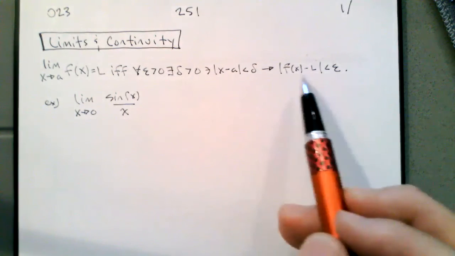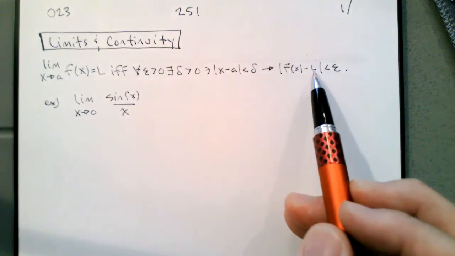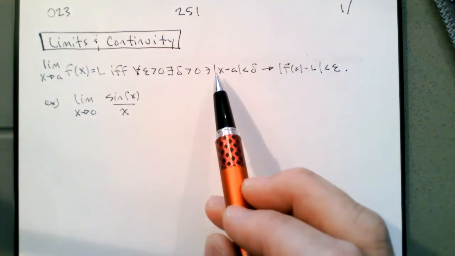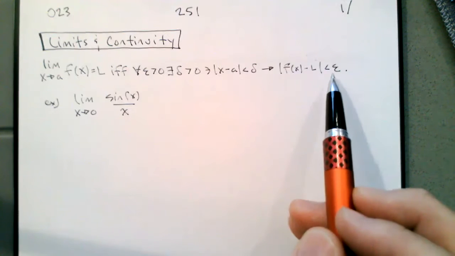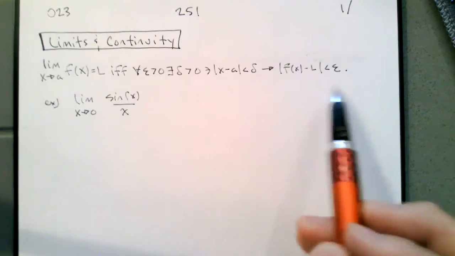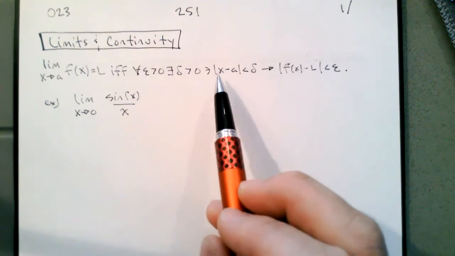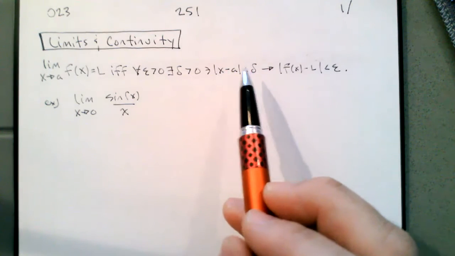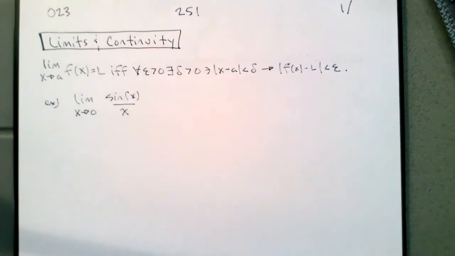More specifically, we can make f of x as close as we want to L so long as x is sufficiently close to a. So the epsilon is what you choose. We can make f of x as close as we want to L so long as x is sufficiently close to a. That's what we're saying in the definition of a limit.